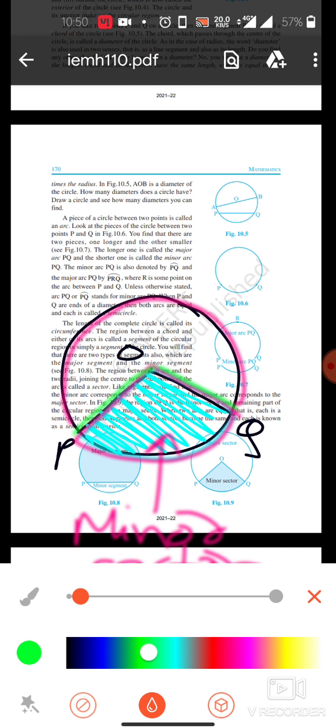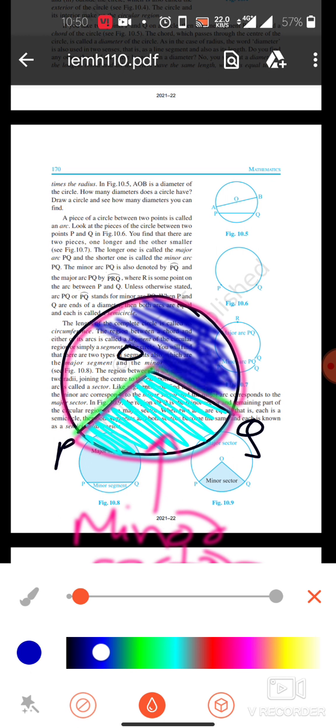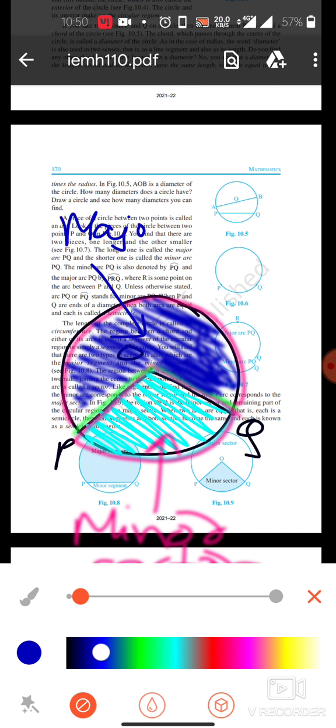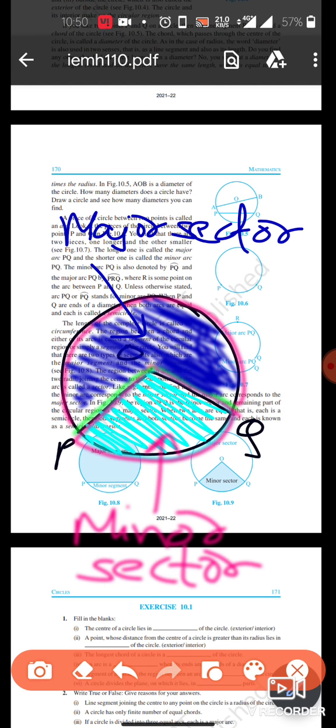Okay, so the area under this region, that means this whole area, is known as the major sector. This is your major sector. Okay, now these are the related terms of the circle.